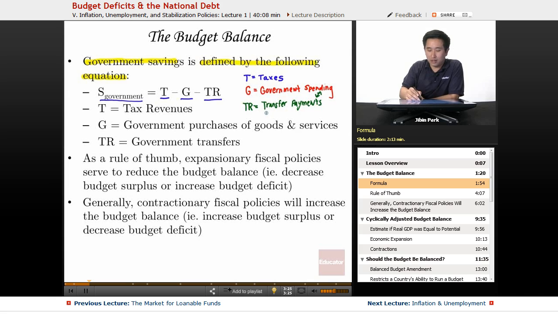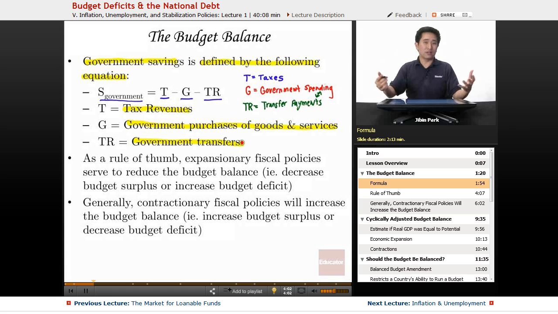Another way to look at this is in terms of implicit liabilities. When we're dealing with the budget balance, Social Security and Medicare, these two expenditures, have a huge impact on the future fiscal outlook of the United States. So again, you get the tax revenues, which is money coming in. You have the government purchases of goods and services, that's money going out. And then you also have the government transfers, which is also going out. So when you take the taxes and subtract these two things, this is the government savings that occurs.